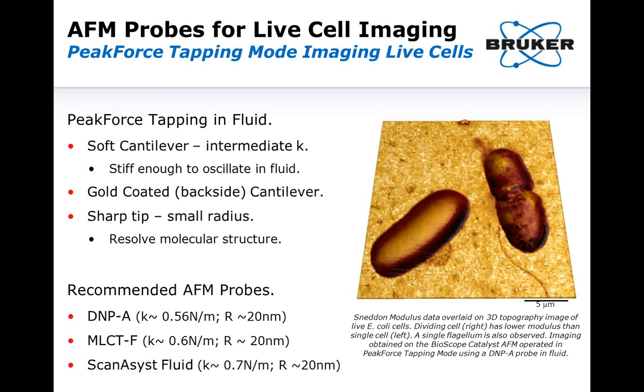And in our last example here, we are performing a QNM measurement in PeakForce tapping on live cells. As we are interested in the molecular structure, we're going to use a sharp probe with a small end radius. As this is PeakForce tapping, we also need to use a probe with intermediate K so that the cantilever is stiff enough to oscillate in fluid. Recommended probes for this application are the DNPA probes, the MLCTF, and the ScanAssist fluid probes.